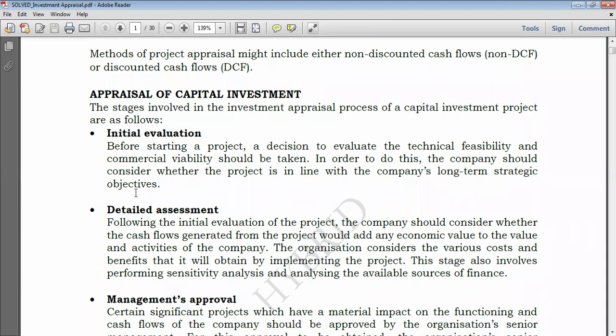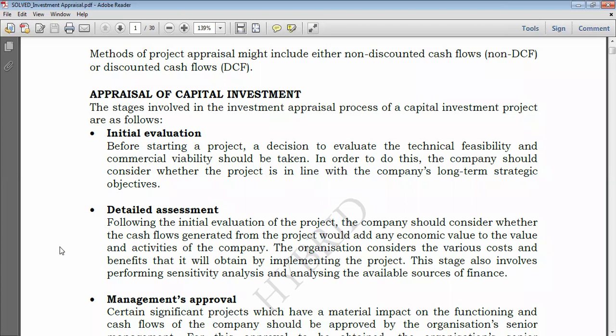Here we are told that the method involves performing sensitivity analysis and analyzing the available sources of finance. By sensitivity analysis, we just mean that you can have planned to invest in a project and see that maybe it gives you a net present value of $100 million. But just imagine what would happen in case the selling price falls.